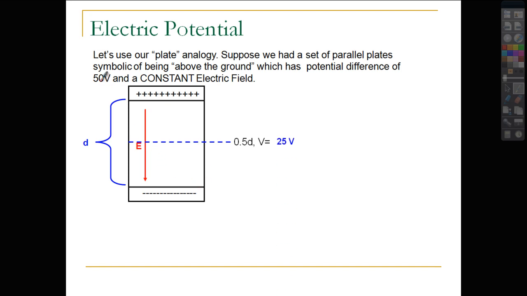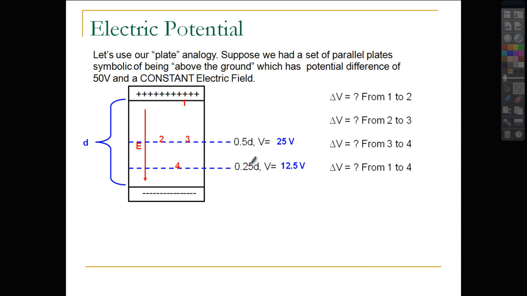Half our distance, if it's 50 volts originally up here at the top. Half the distance is going to have half the voltage. Quarter of the distance, you guessed it, quarter of the voltage. So here's all the different steps. So we want to find the voltage at these different spots, or the change in V at these different spots.